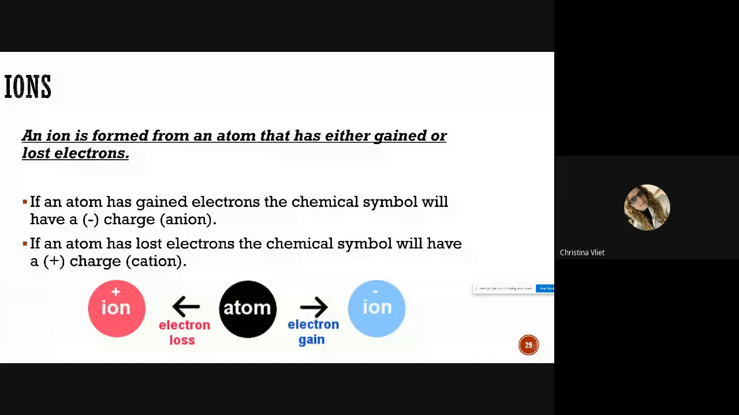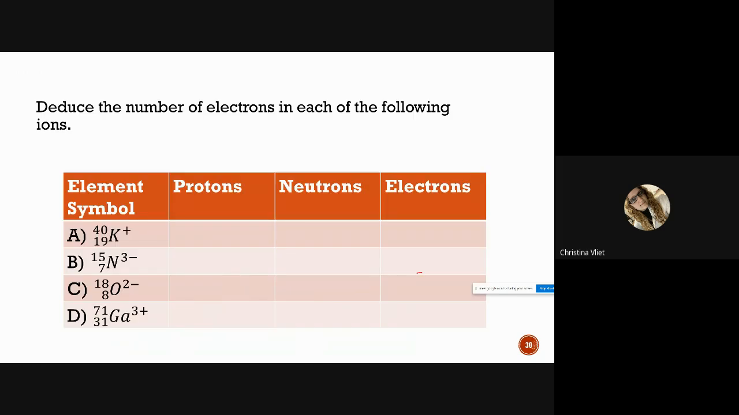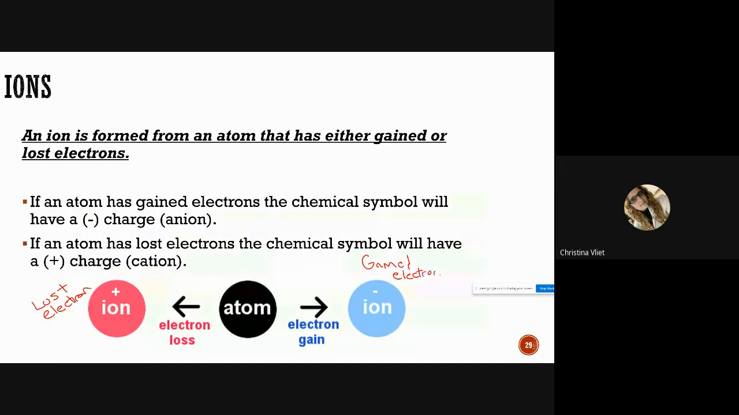All right, ions. So now you know, if you've gained an electron, you have a negative ion. If you've lost an electron, you have a positive ion. And so the last exercise that we're going to do is back to the beginning where we look at ions. And we're going to do some calculations for ions.